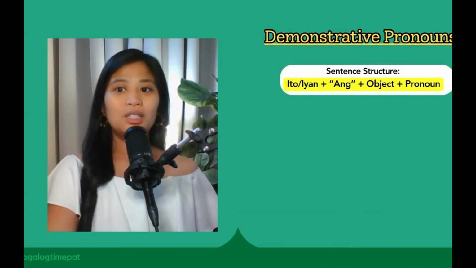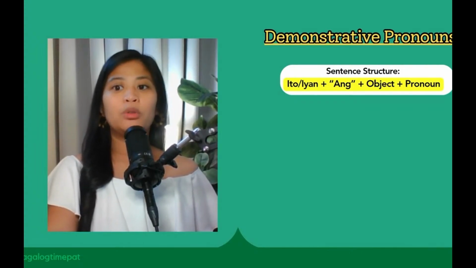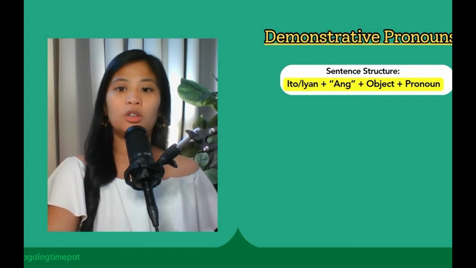So here's the sentence structure for how demonstrative pronouns can be used. Ito or iyan goes first. It's taking the place of the adjective. Then it's the word ang, then it's the object, then it's the pronoun. So the last part of this sentence structure is the same as what we've just learned. So here's how it's used.